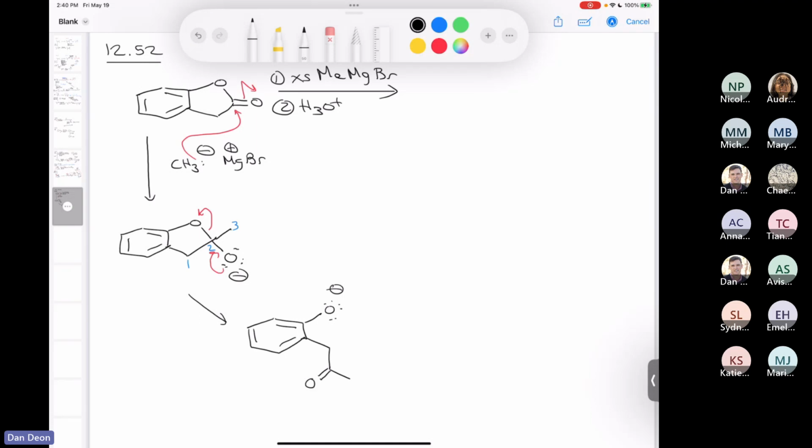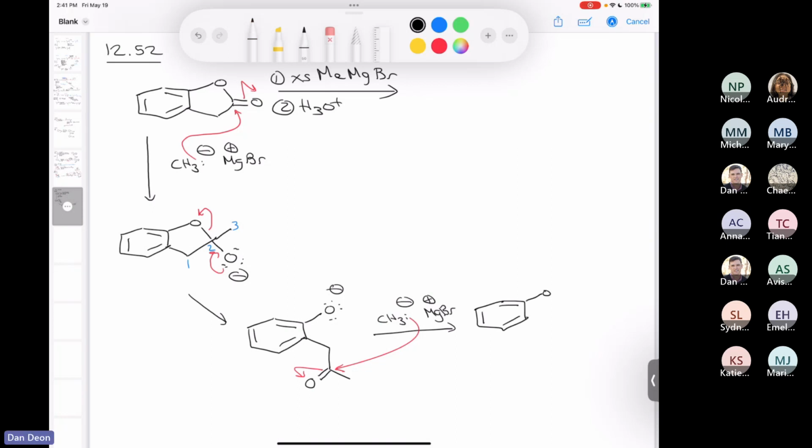All right, so now a second equivalent of the methyl magnesium bromide is going to be able to attack the ketone that's formed, right? Because we formed a stable intermediate. And so let's take a second equivalent of methyl magnesium bromide, and that's going to do another nucleophilic attack like this. And that's going to give us a tertiary alcohol eventually.